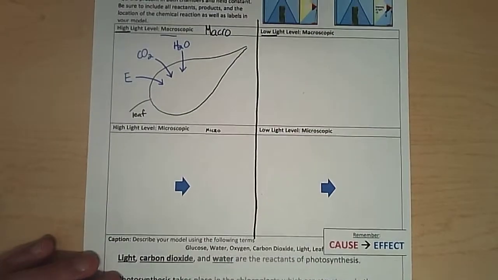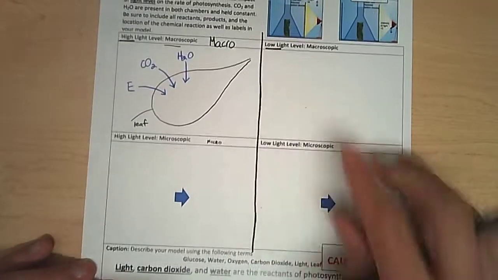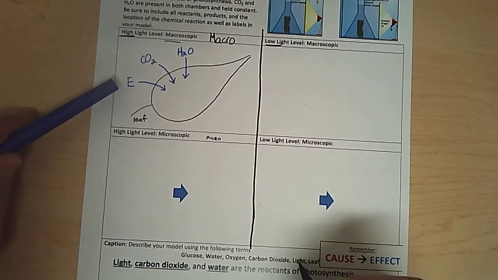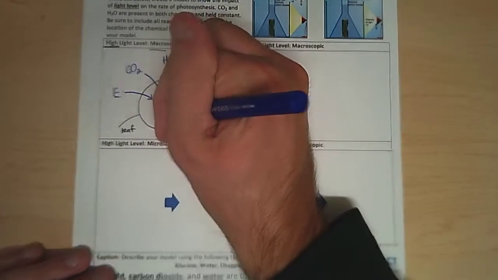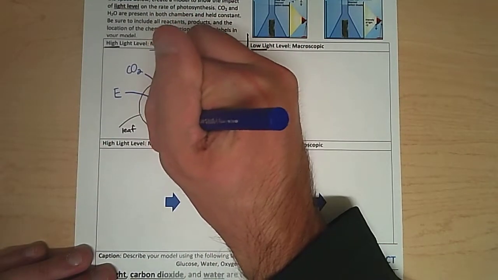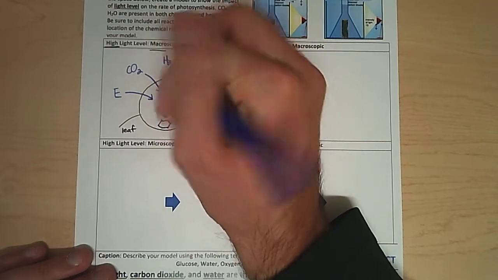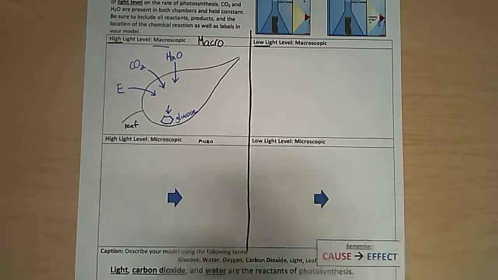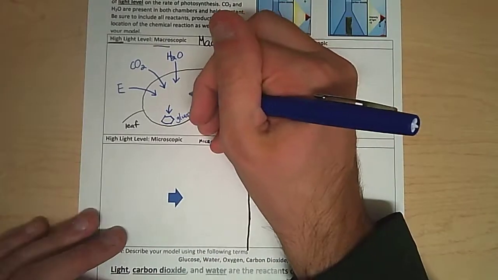Now, what could always help you is the fact that we have the words down here. These are the words that you're going to use in your explanation, in your caption, but then also in your model. So I've hit on energy, which is the light here, carbon dioxide and water, and I need glucose now. And I know that glucose is going to be my product. So I could draw glucose. I could also just say glucose. There's multiple correct ways to draw your model, which is nice.